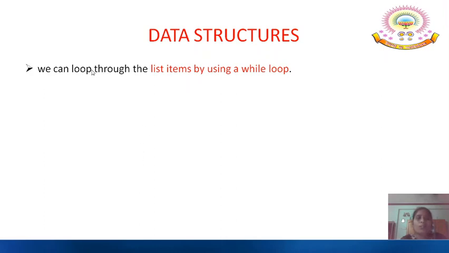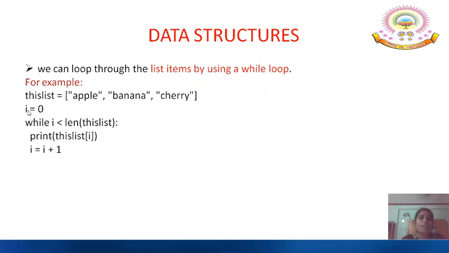So we can also loop through the list of items by using a while loop. Not only a for loop, we can also use a while loop. So here i is the index variable, which is starting from the 0 index, and you are checking whether it is less than the length of the list. That means the length of this list is 3. So 0 is less than 3, so you are printing the 0th location element which is apple.